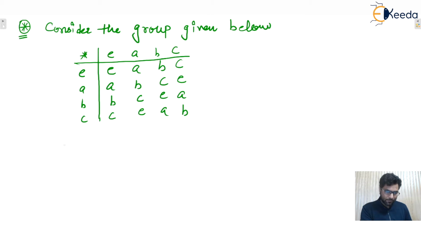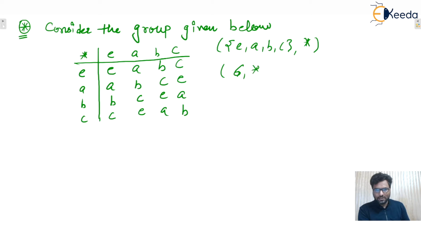So first of all, you tell me what is the order of this group. Let's say this is defined like this. These are the elements E, A, B, C, and the binary operation is star. Let's say this is (G, *). This is the group G. Now you tell me what will be the order of G. The order of group G is 4 because 4 elements are there. Yes or no?